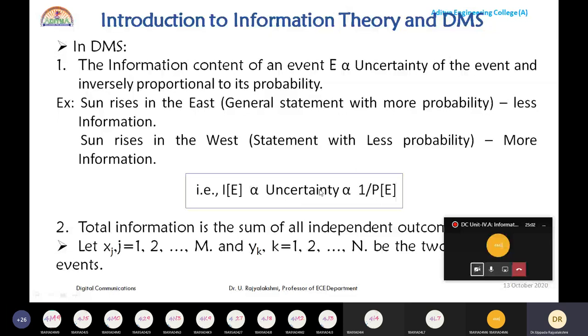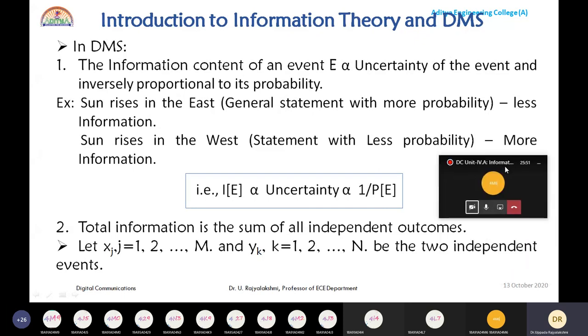Please remember this statement. I of E. What is I of E? I of E is the information content of the event E. It is proportional to 1 by P of E, where P of E represents the probability of the event E. So information content I of E is proportional to 1 by P of E, or you can also say that I of E is inversely proportional to P of E. So please remember this first statement: I of E is inversely proportional to P of E, or directly proportional to 1 by P of E.